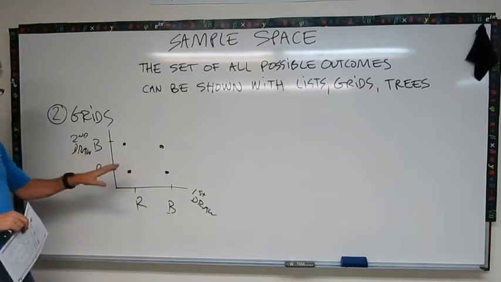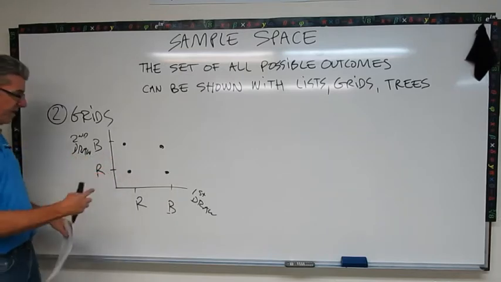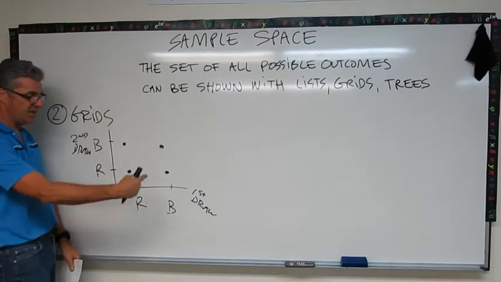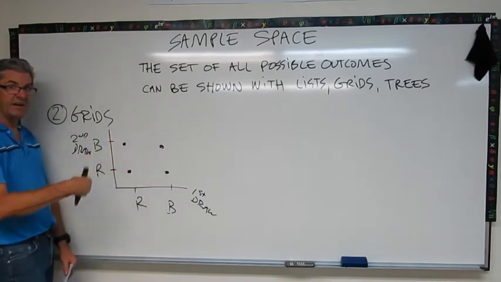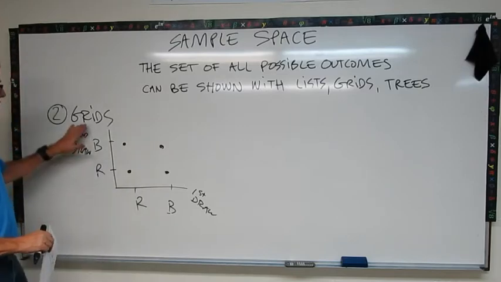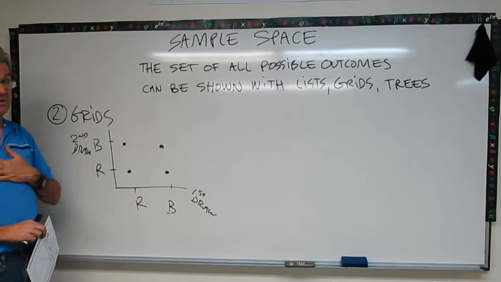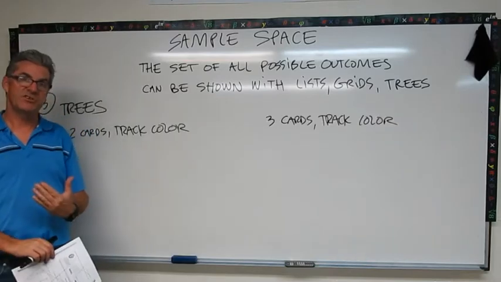We couldn't use this grid with three cards unless we had 3D paper. We could make a third axis that comes out here, and we could get the other four probabilities out in the air. But we're not going to do that. So grids are somewhat limited. They do have a nice feature that we'll come to in another lesson. Okay, let's take a look at trees.